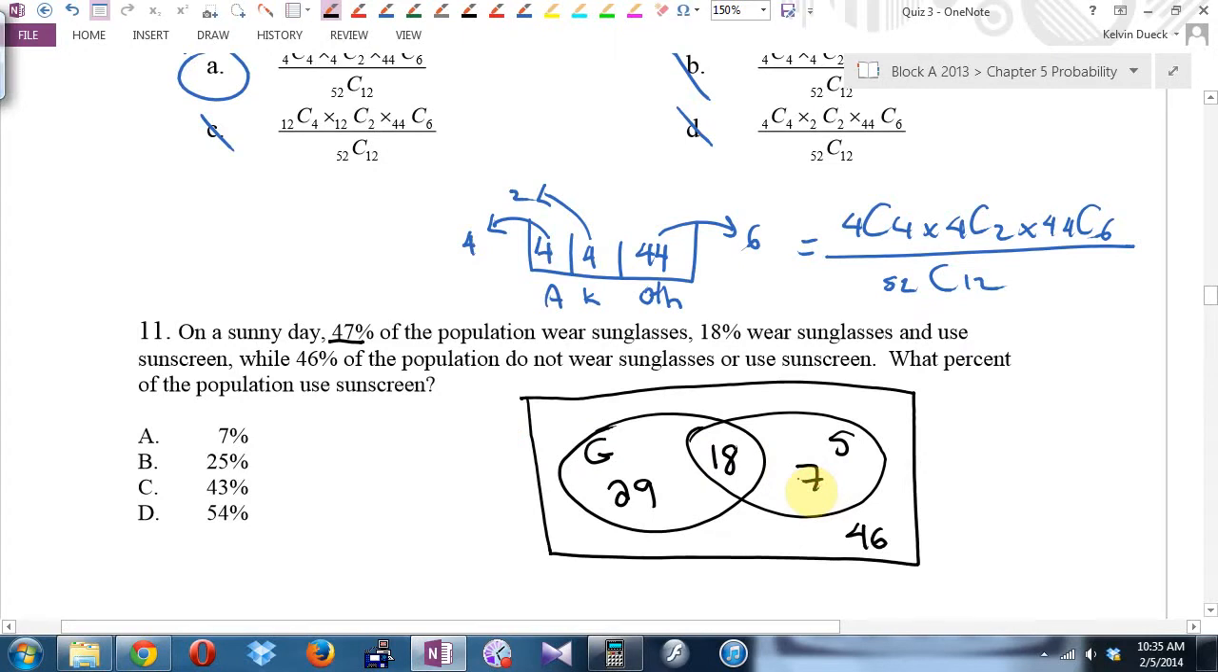The answer is not 7. Look at the sunscreen circle. Grand total, how many are in the sunscreen circle? Not 7, because there's also an 18 in there already. Those are both sunscreeners. Okay?